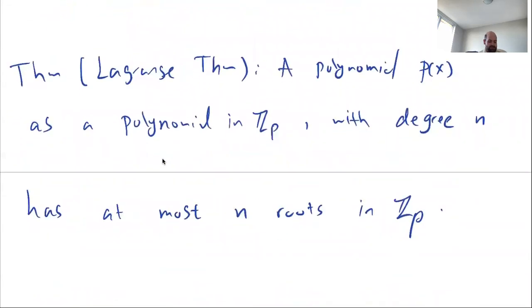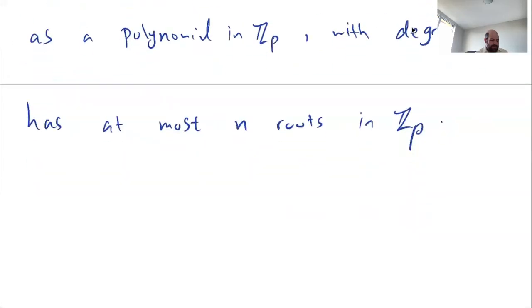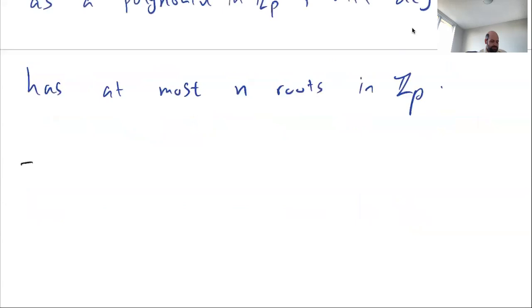But this time, of course, the roots are numbers. When you look at the polynomial as a polynomial in Zp, the roots must also be in Zp. And how many of them can we have? At most n of them, if the polynomial is of degree n. So let's look at an example of this. Such a simple example: let p of x equal x squared plus 1 as a polynomial in Z5.